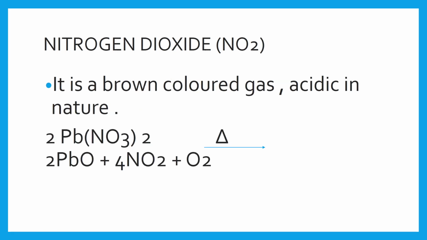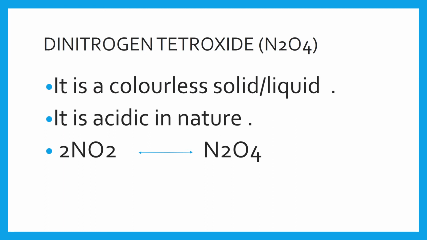The next compound is nitrogen dioxide. It's a highly reactive gas owing to the presence of an odd electron there. It is a brown colored gas which is acidic in nature and it is produced mainly by the thermal decomposition of lead nitrate. Lead nitrate on thermal decomposition produces lead oxide, nitrogen dioxide and oxygen.